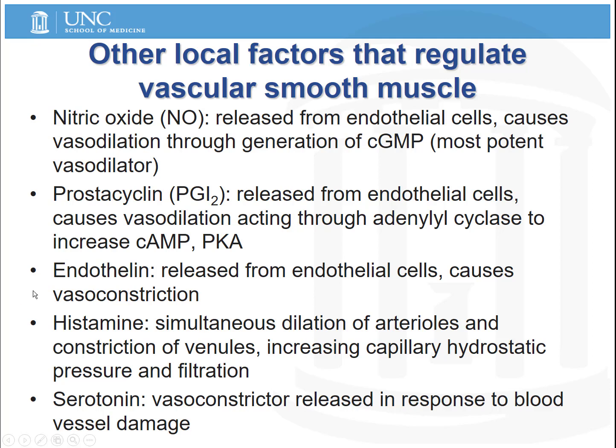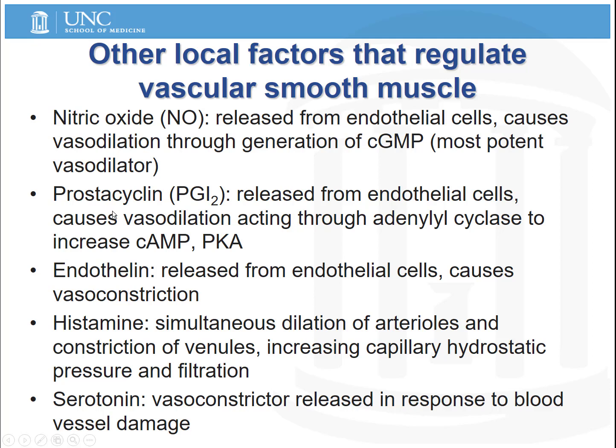Many are released by endothelial cells: nitric oxide, prostacyclin, endothelin. So nitric oxide is produced by endothelial cells. It's made from L-arginine by nitric oxide synthase. It acts by activating guanylyl cyclase, leading to the production of cyclic guanosine monophosphate and the relaxation of the smooth muscle. And nitric oxide is the most potent known vasodilator.